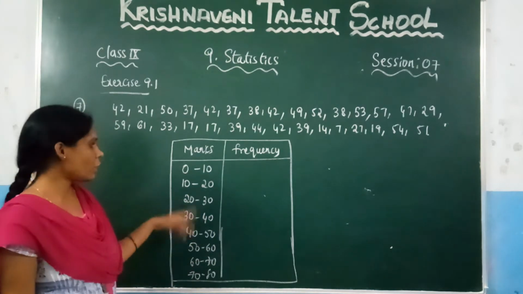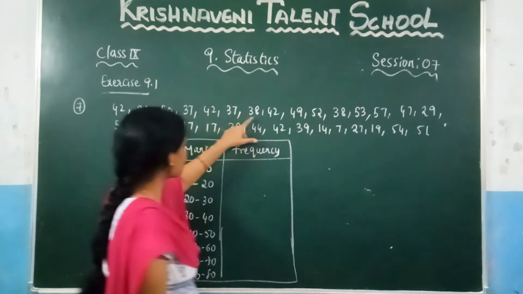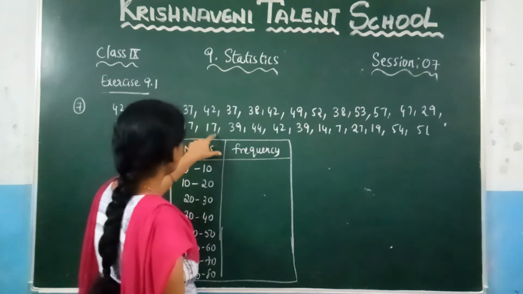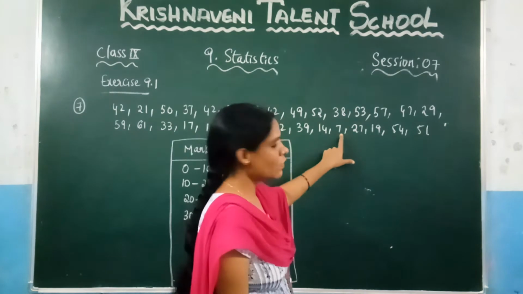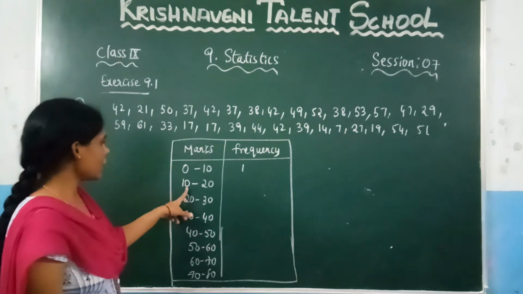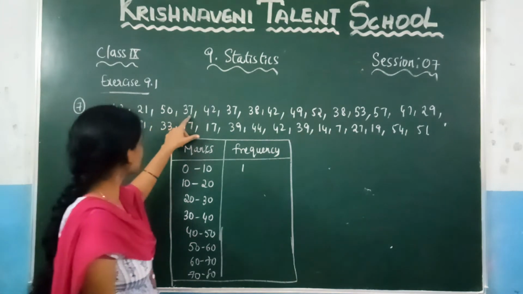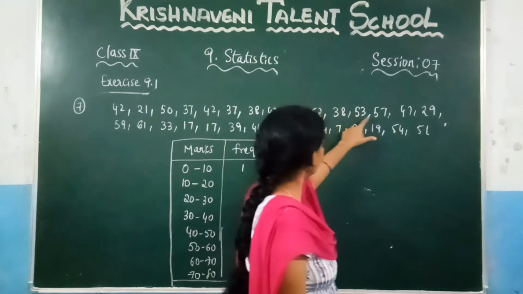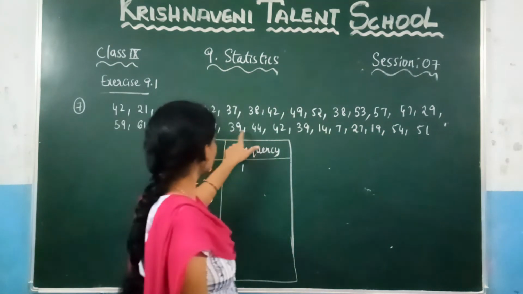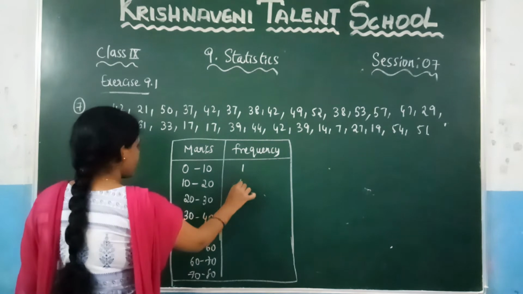Now, let us see how many persons got in between 0 to 10. Is there any person who got 0 to 10? Right, here 7. One person got in between 0 to 10. So write it here 1. Now let us see here in between 10 to 20 how many students are there. One, two, three, 4. 4 students are there who got in between 10 to 20.